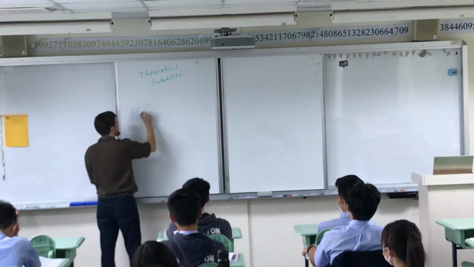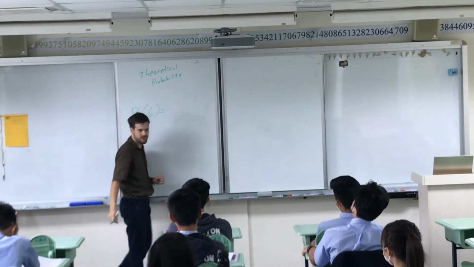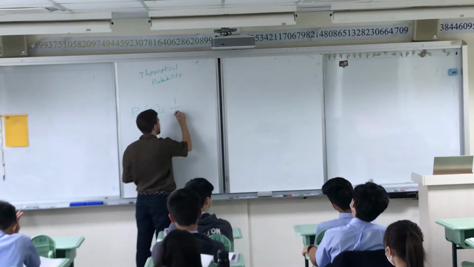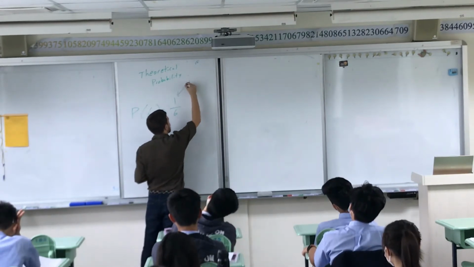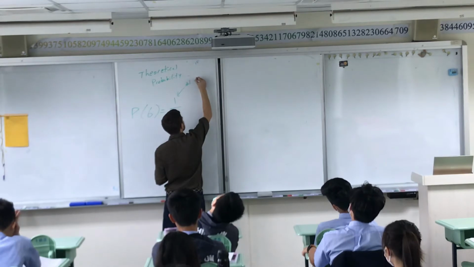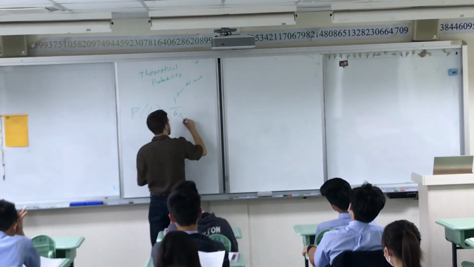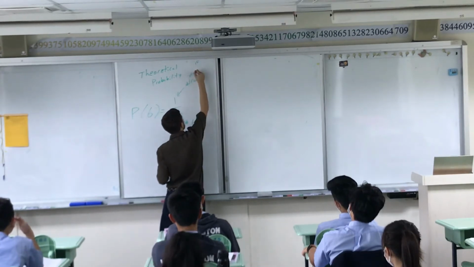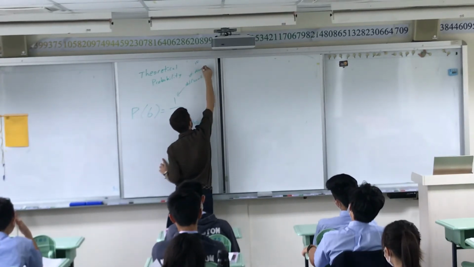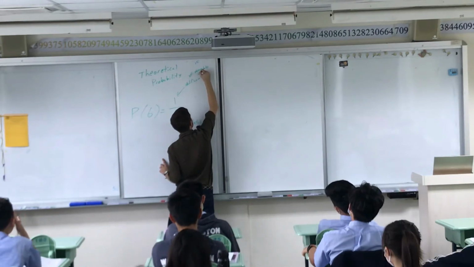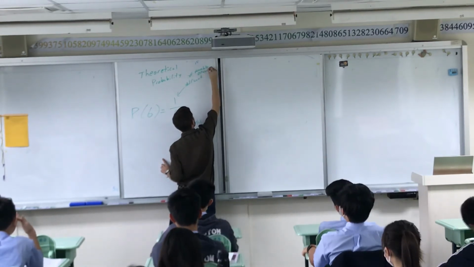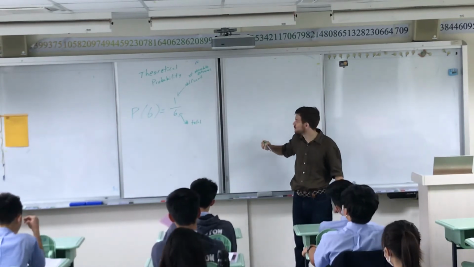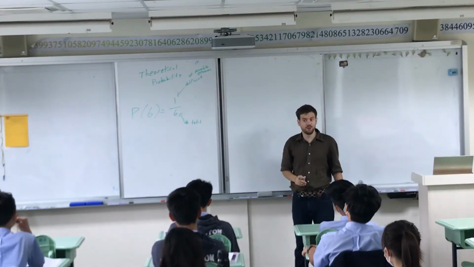What is the probability of getting a 6 if I roll a die? 1 over 6, right? This is the number I want over the number total. Number of favorable outcomes over number of total outcomes, right? That's how we do theoretical probabilities.